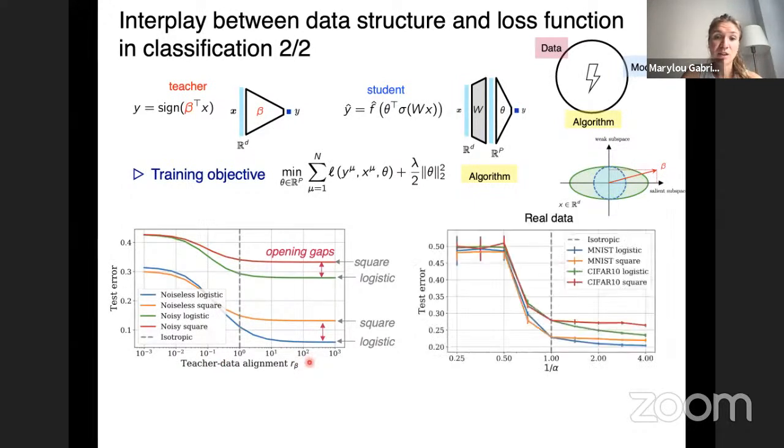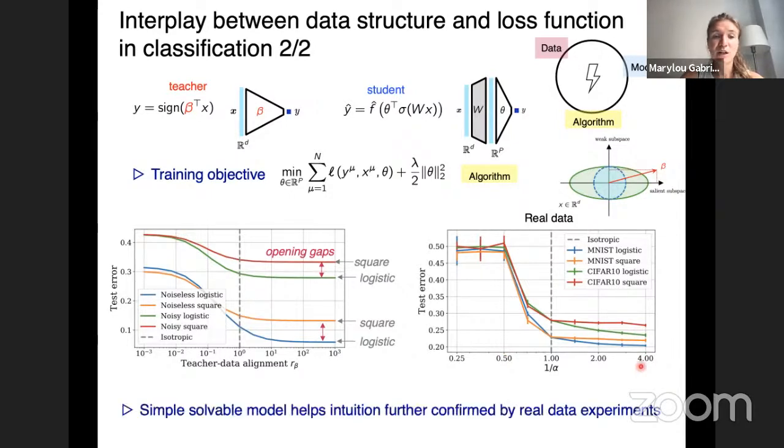And interestingly, it's also something that we can see on real data. If we compute a PCA, so principal component analysis, of some of the same simple famous image machine learning benchmark data sets, MNIST and CIFAR, and we rescale the different components so that the data is more or less aligned with the salient features that are useful for the learning, we can see here as well that as we increase this alignment, we have an opening gap between the logistic and the square. So this is an example where simple solvable models help intuition that is further confirmed on real data experiments. And that was also the first example I had for a more structured model of data, which was this fairly simple weak and salient model where we can control how data aligns with the task at hand.